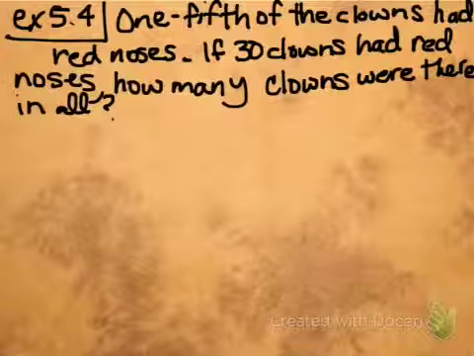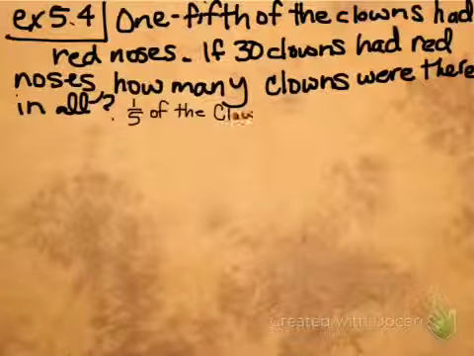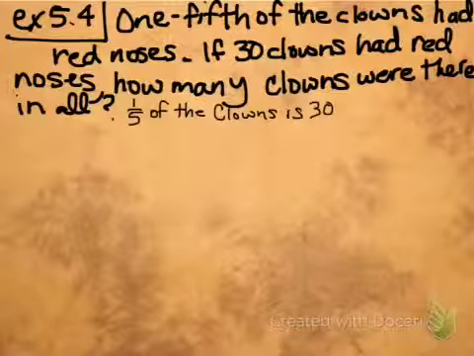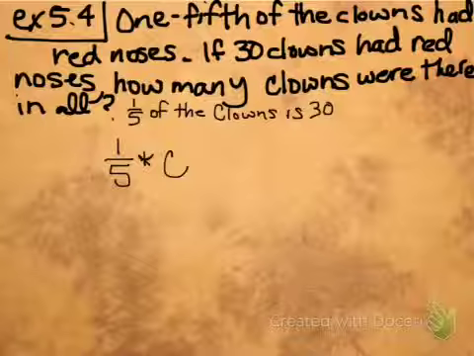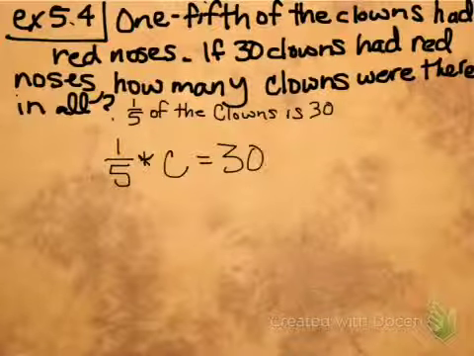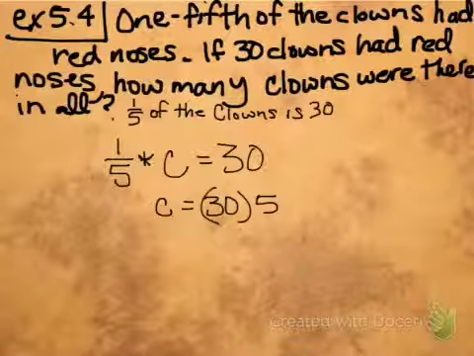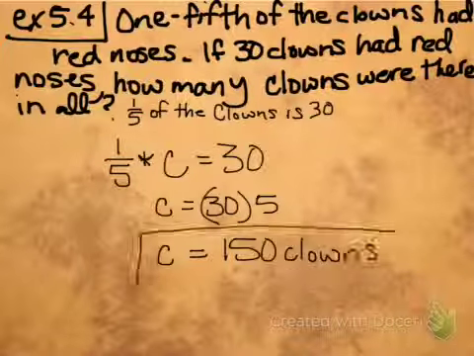1/5 of the clowns had red noses. If 30 clowns had red noses, how many clowns were there in all? So 1/5 had red noses, and 30 clowns have red noses. So we know that 1/5 of the clowns is 30. Again, of means times, so 1/5 times c equals 30. We can solve from there, multiply both sides times 5, and we get 150 clowns.